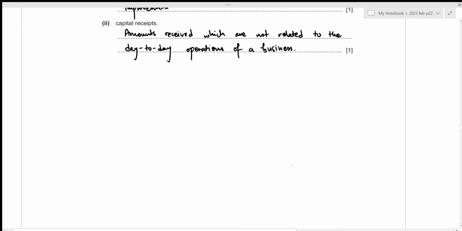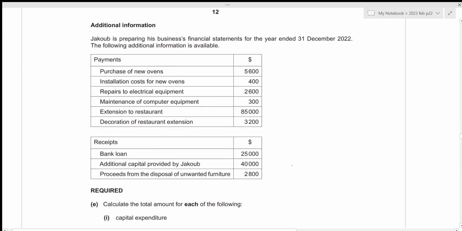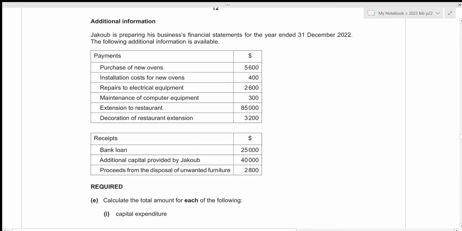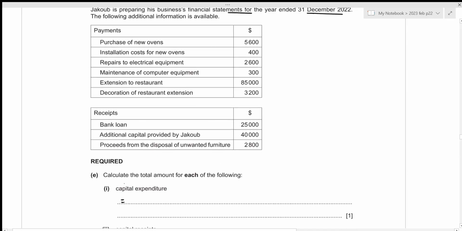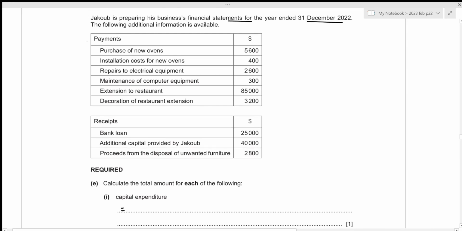Let's move towards the fifth one. We're given additional information. Jacob is preparing his business's financial statements for the year ended 31st December 2022, and the following additional information is available. So first we need to calculate the total amount for our capital expenditure. Since this is talking about expenditure, we only have to look at our payments. So the first one is the purchase of new ovens. So the ovens is definitely the non-current assets. So this amount will be included as part of our capital expenditure. Then we have the installation cost. So installation cost is also a capital expenditure since it does not have to be repeated time and again after it has been done once. So it's to be included as well.